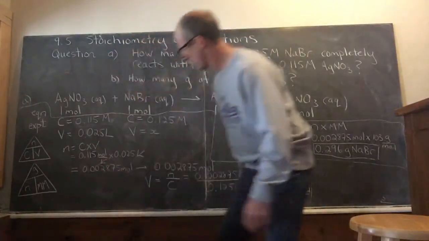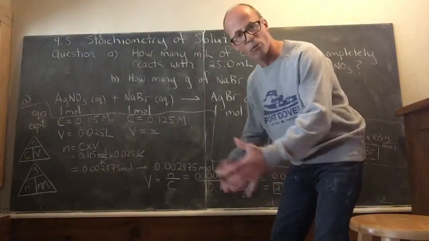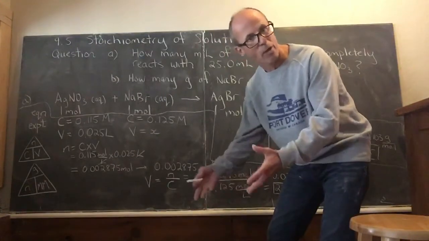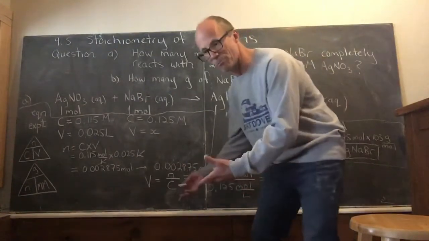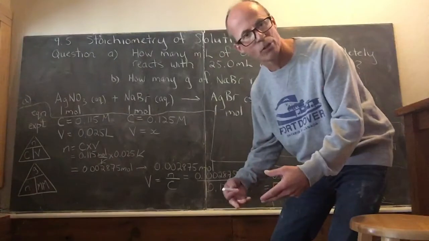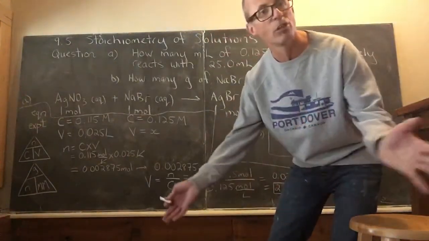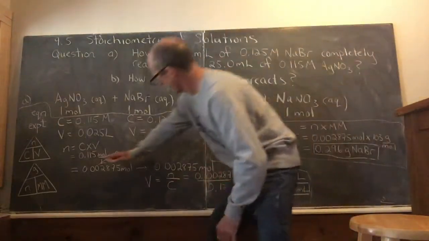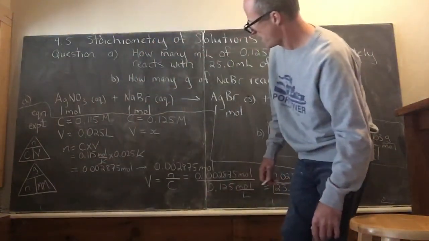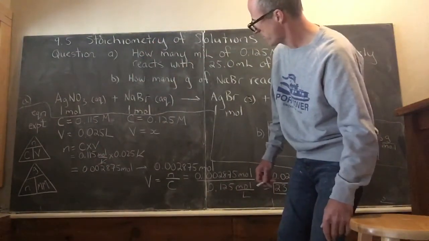We get a very small number, and I'm not going to round off until we're finished the problem, otherwise we get a round off error. And as I said before, if you're the engineer building the bridges that we drive on and you round off, the bridge falls down. So 0.002875 moles. That's what our calculator tells us.